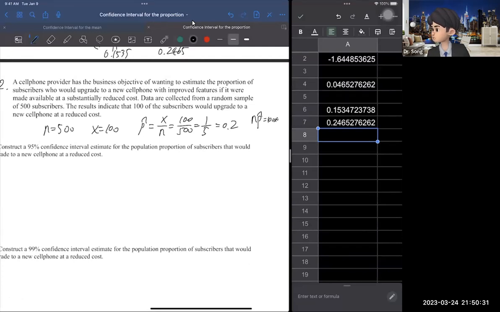The sample size is 500. 500 times 0.2 is 100, which is greater than 5. n times 1 minus p hat is 500 times 0.8, which is 400. So both of them are greater than 5.